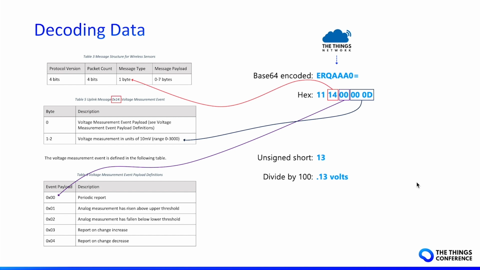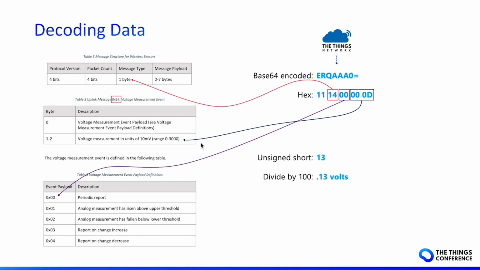It all starts from the Things Network. They're going to take that raw sensor information and encode it as a base 64 string and post that to our webhook. The first thing I need to know is what type of message I received. So if I go back to the Radio Bridge documentation, I can see the message type is stored on the second byte. If I look at the second byte after decoding that base 64 string into individual bytes, I see it is 14. And 14, according to Radio Bridge's documentation, corresponds to a voltage measurement event.